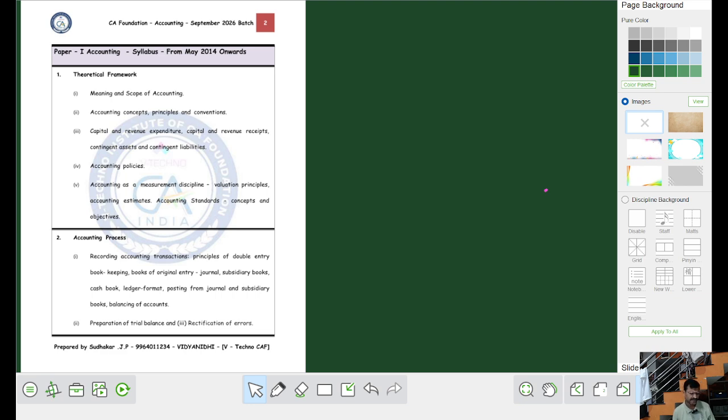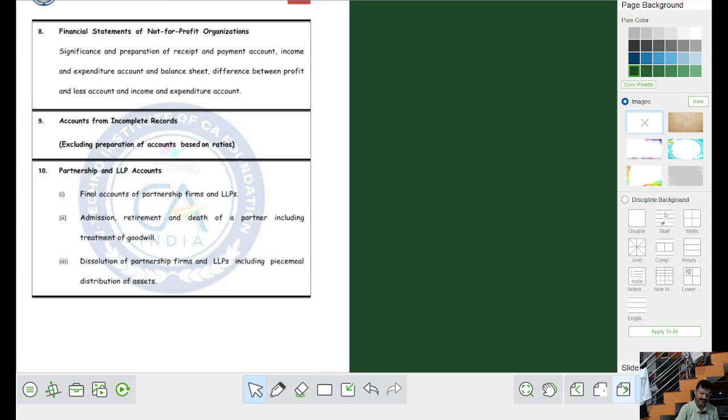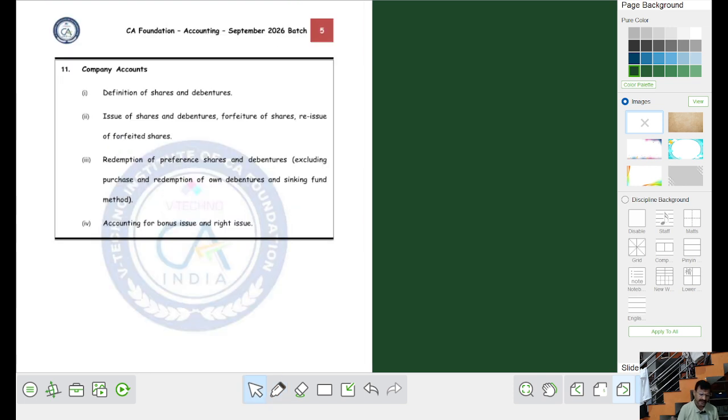In CA Foundation, the first paper is accounting. This accounting subject has a total of 11 chapters. How many chapters do we have in the CA Foundation accounting? We have 11 chapters: theoretical framework, accounting process, BRS, inventory, depreciation, bills of exchange, final accounts of a sole proprietor, then final accounts of not-for-profit organization, incomplete records, partnership, and company accounts. These are the 11 chapters.